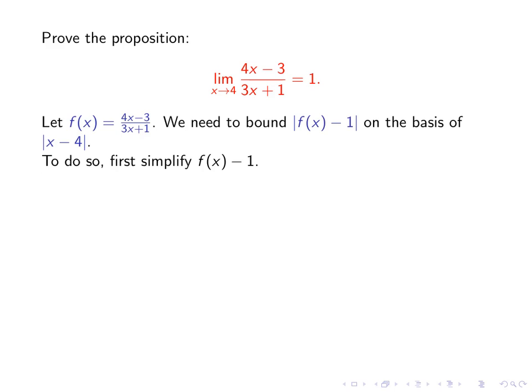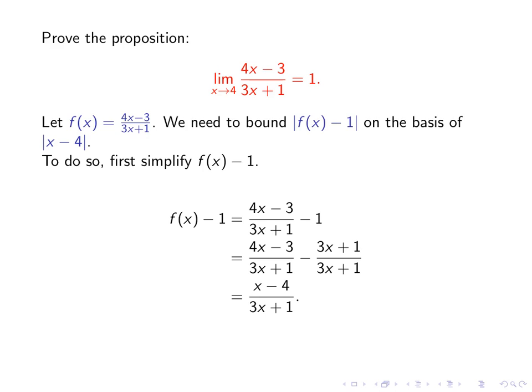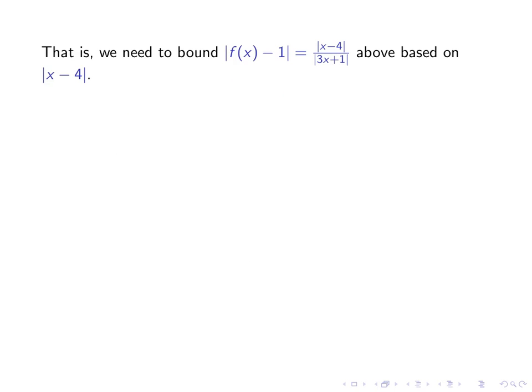To do this, we simplify the expression f(x) − 1 first. We just do this algebraic manipulation here, so that now |f(x) − 1| becomes |x − 4| over |3x + 1|. We need to bound it based on |x − 4|.